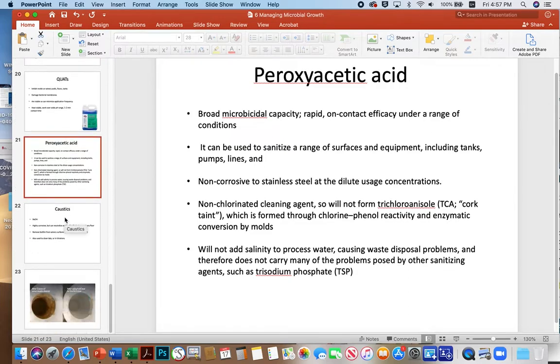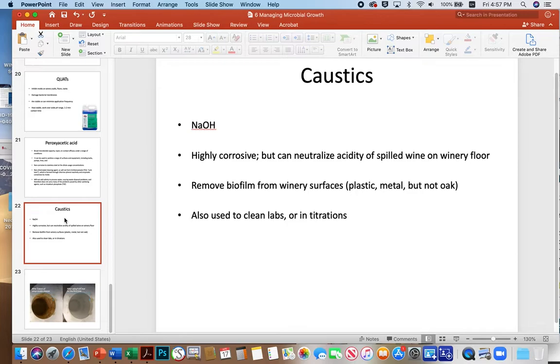Another one that's used frequently are caustics. Caustics are really good at destroying biofilms. They're highly corrosive, and we also use them to neutralize acidity of spilled wine on a winery floor, because spilled wine on a winery floor over time can be corrosive to the floor or to other surfaces. So it could be used in this way to neutralize. But again, their importance is primarily to remove biofilms from surfaces, particularly hoses, lines, and things like that.